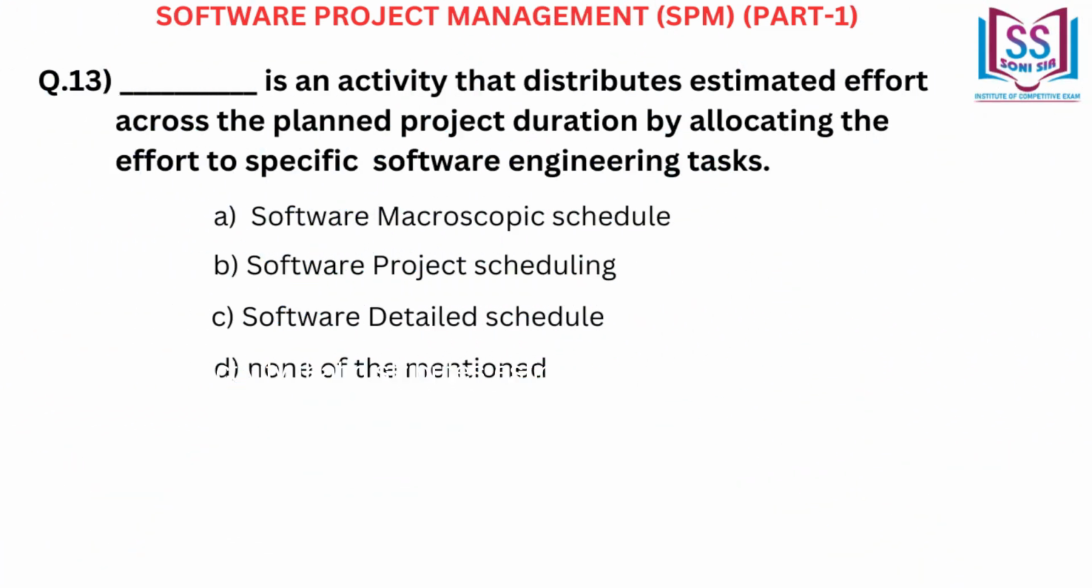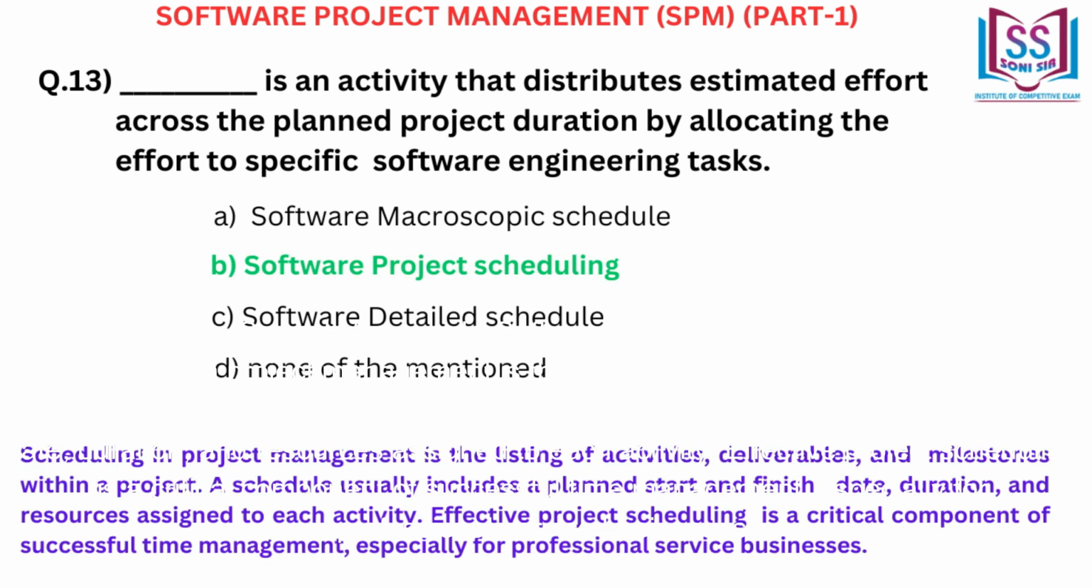Dash is an activity that distributes estimated effort across the planned project duration by allocating the effort to specific software engineering tasks. A. Software macroscopic schedule. B. Software project scheduling. C. Software detailed schedule. D. None of the mentioned. Correct answer: B. Software project scheduling.